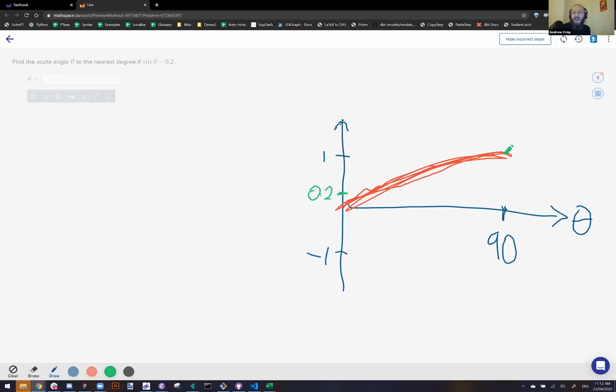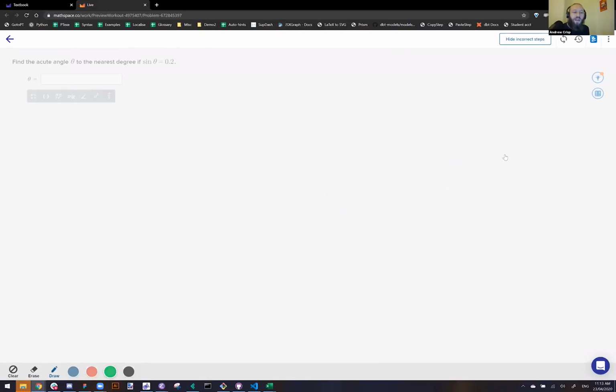And what I want to do is the opposite of what I usually do with functions. Instead of going from the x-axis and finding the y value, I'm going from the y value and trying to find the x value, because I want to find theta. So if sine theta equals 0.2, I'm asking what angle gives me 0.2 when I plug it into sine. And remember before when I said that it's not true that we divide by sine?